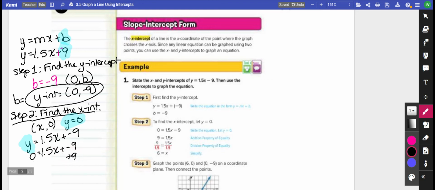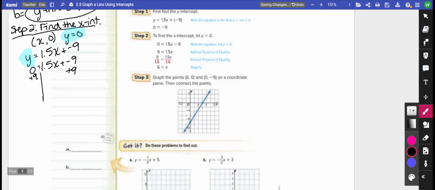Well, I'm going to start by adding 9 to both sides. So 9 equals 1 5/10 x. I'm going to divide both sides by 1 5/10, which equals 6. So that means that my x-intercept is at 6, comma 0.